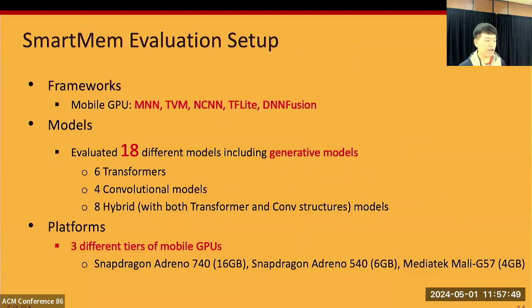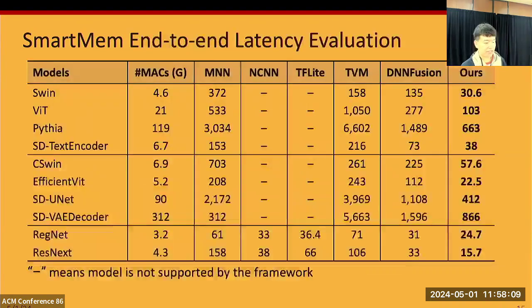We evaluate 18 different models, including generative AI models, compared to MNN, TVM, NCNN, TF-Lite, and DNNFusion as well. We actually performed on 3 different tiers of mobile GPU, but because of the limited space, we are not able to report all of these results, and you can check our paper for the full results.